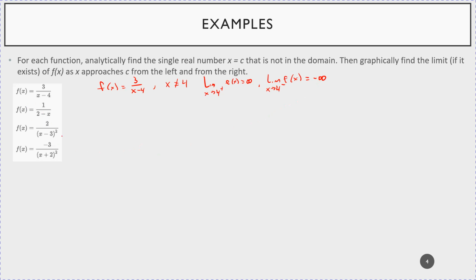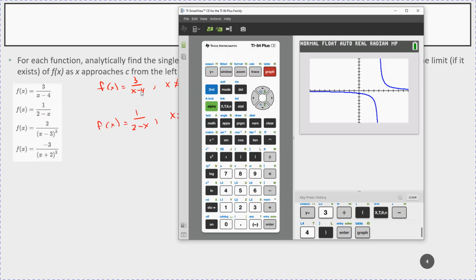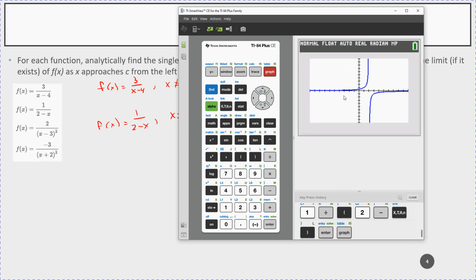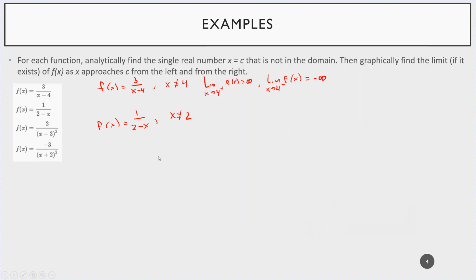All right, now let's look at this one. f of x is equal to 1 over 2 minus x. You can see here that x cannot be equal to 2. Let's plug this into our graphing calculator: 1 divided by, in parentheses, 2 minus x. Look what's happening here. As x goes to 2 from below, it goes to infinity, and as x goes to 2 from above, it goes down to negative infinity.